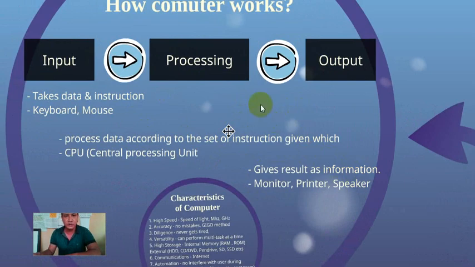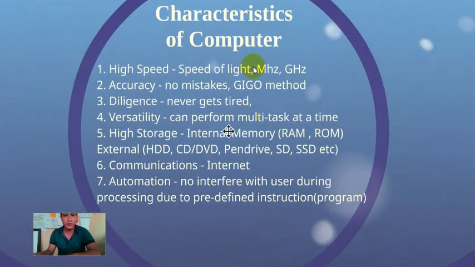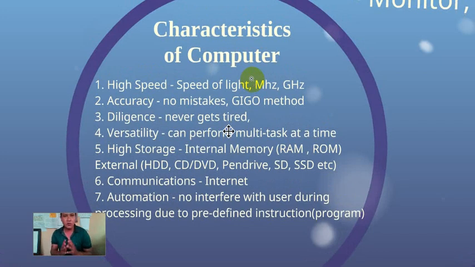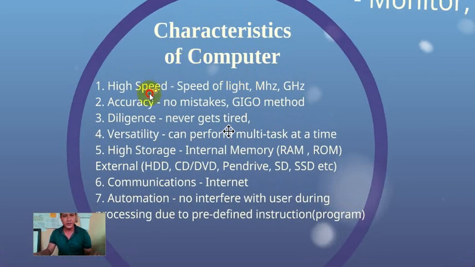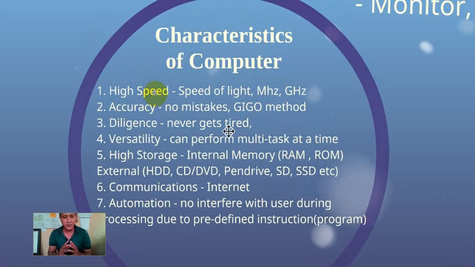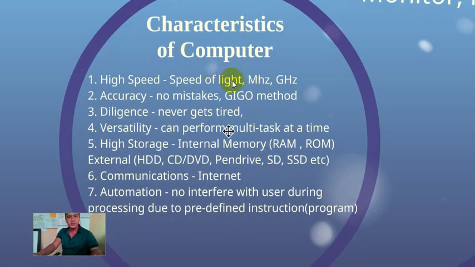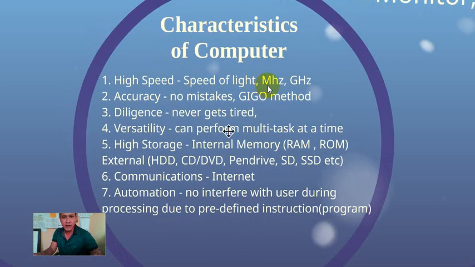Let's go to the next one, the characteristics of a computer. Characteristics means what a computer can do. First one, high speed. Computer is very high in speed. In previous years, old computers were bigger and the speed was low, but nowadays computers are smaller and the speed is very high, like the speed of light. The speed of the computer's processor is measured in megahertz and gigahertz, MHz and GHz.